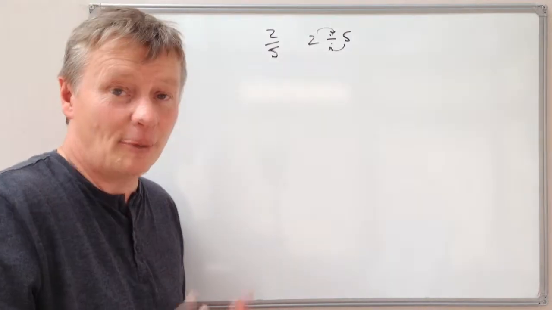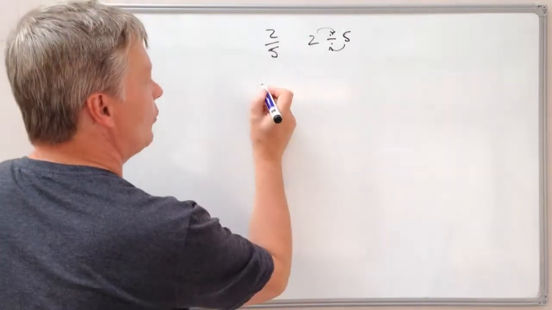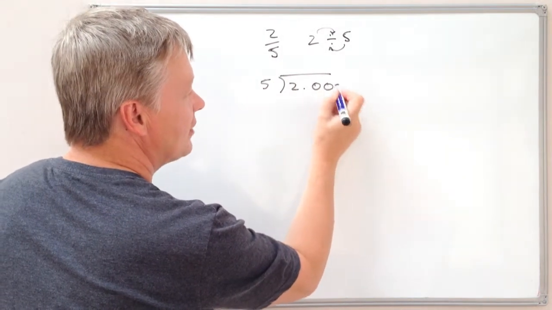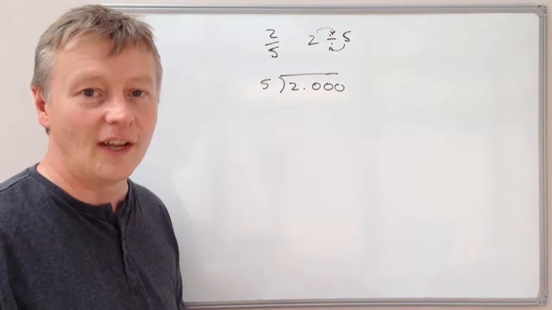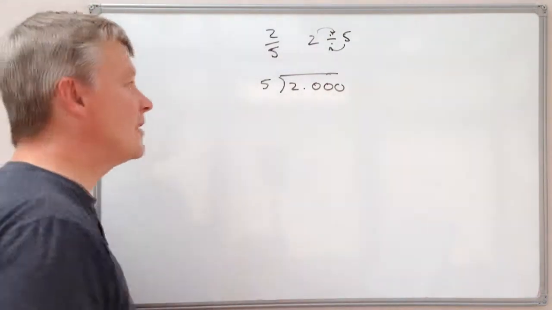Or in other words, how many lots of 5 are there in 2? So the way we would do that is we would divide 5 into 2 just like that. And I'm going to add a couple of zeros on just because it makes things a little bit easier.